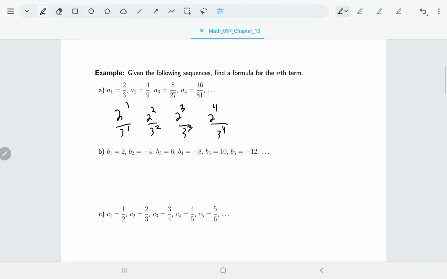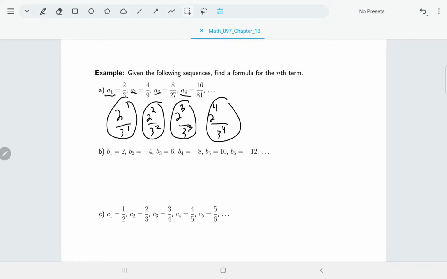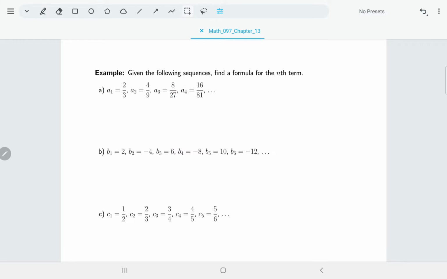So I'm looking at this, that a1 is 2 to the 1 over 3 to the 1. a2 is 2 to the 2 over 3 to the 2. a3 is 2 cubed over 3 cubed. a4 is 2 to the 4 over 3 to the 4. So I can see my pattern right now. I can see that whatever term I'm looking at, term n will have 2 to the power of n over 3 to the power of n.